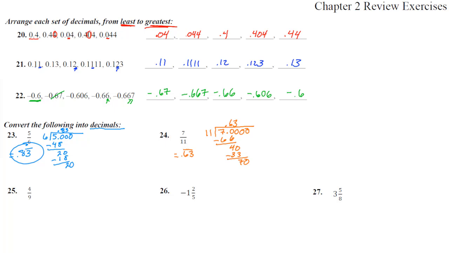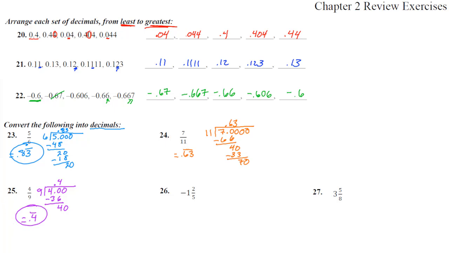Good. Number 25. 4/9. So it's going to be 4 divided by 9. Put a couple of decimals in there. 9 goes into 4. It doesn't. 9 goes into 40. 4 times 9 is 36. Subtract, and we get a 4. 0. Oh, look, we're repeating already. That's a nice one. 0.4 repeats forever.